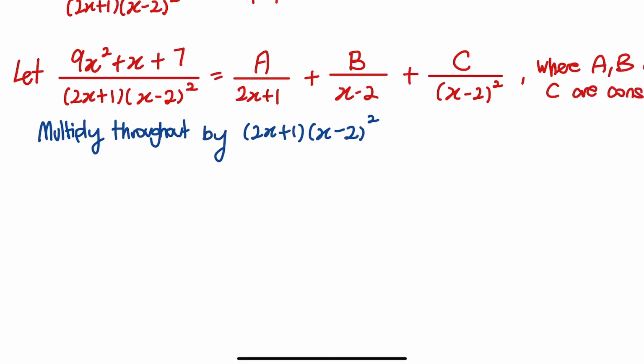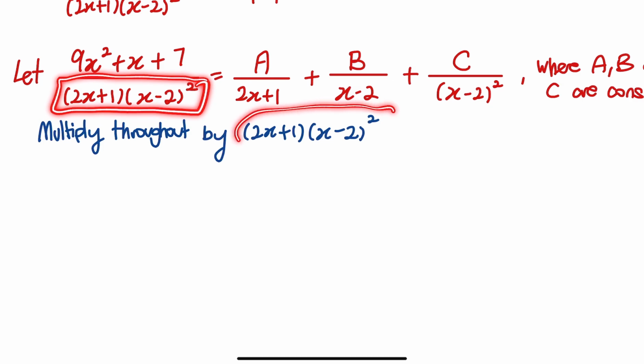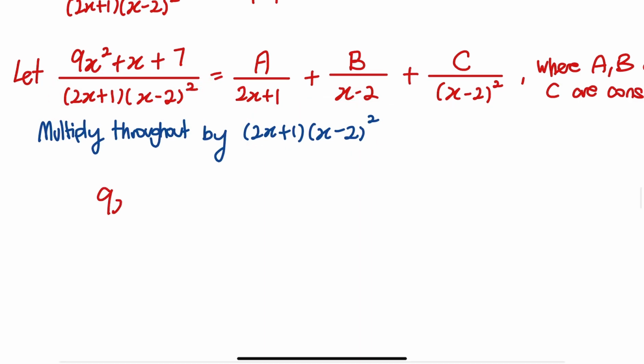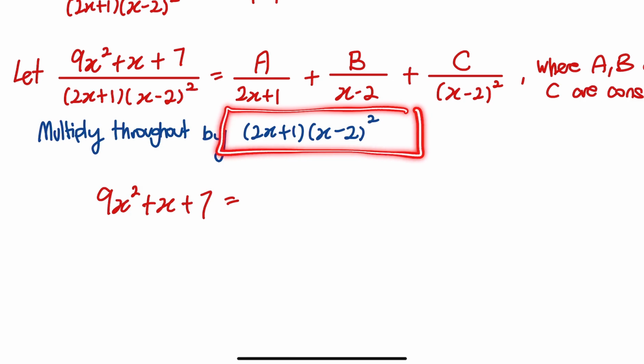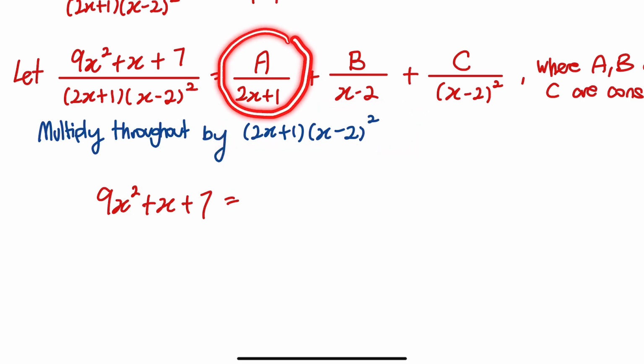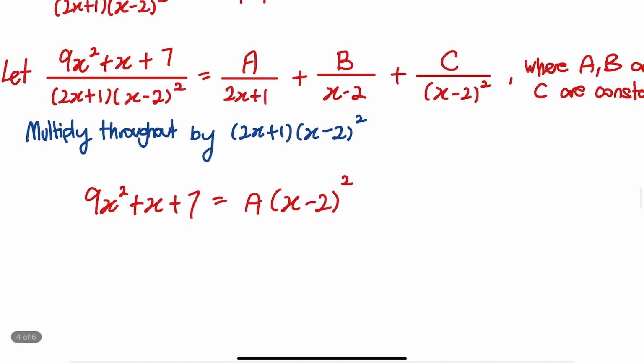Okay, so if I multiply throughout, now this left side here will no longer have a fraction. The entire denominator will cancel out. With this thing here, I will get 9x squared plus x plus 7. Then now, to each term, I'll multiply this expression here. So for this first term here, by multiplying this expression, 2x plus 1 will cancel out. I'll be left with a times x minus 2 the whole thing squared.